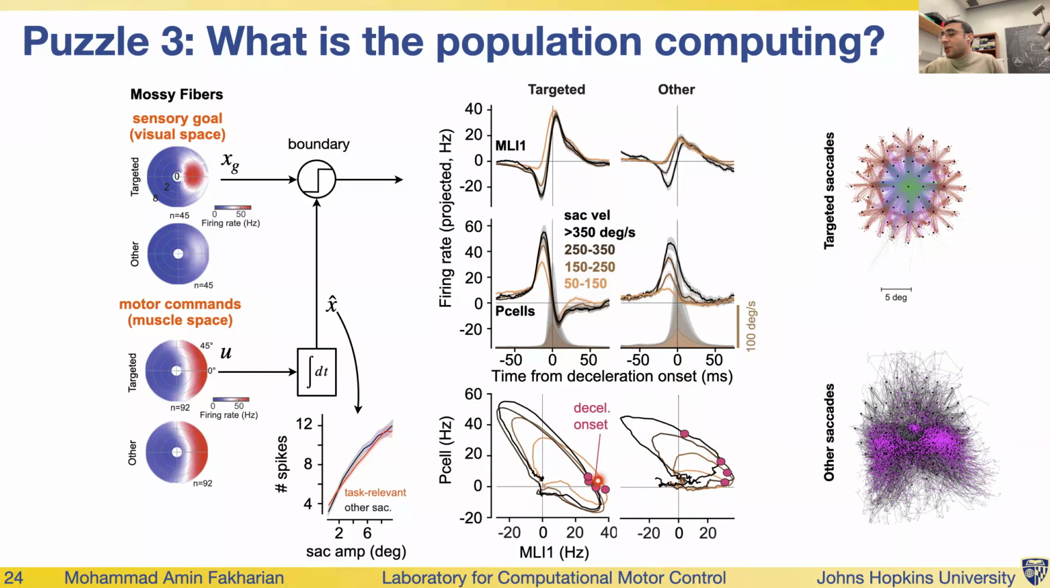But this time, the zero crossing, as identified here at the deceleration onset, does not identify the phase of deceleration in the movement. So the lack of the sensory goal disables the Purkinje cells from being able to estimate when to stop the saccade.